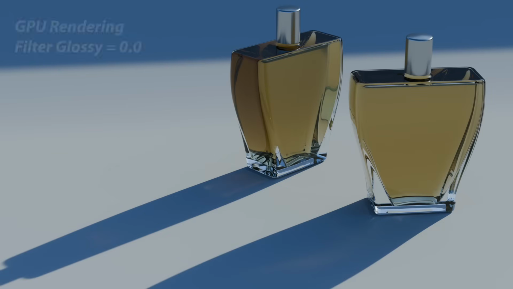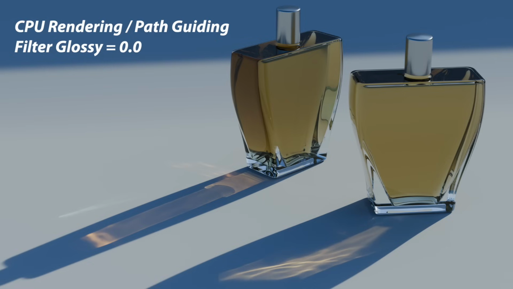And then, of course, another of this basic perfume bottle. This is with GPU rendering. You get just a hint of the caustics over here. We can see a little bit of it, but as soon as we turn on path guiding, we get this. That's really quite substantial.